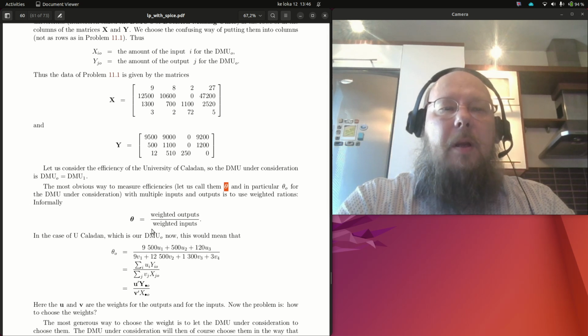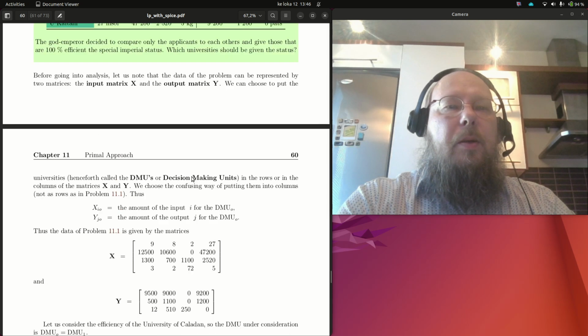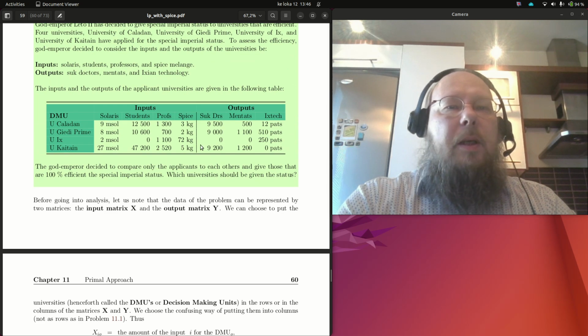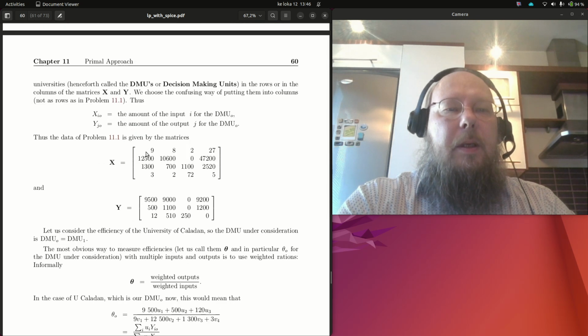Okay, so let us look at this, for example, Caledon. So University of Caledon has the weights U1, U2, and U3 for the outputs, and the outputs are 9,500, 500, and 120. These are the outputs, Caledon here. So it's this row or this column. So we're looking at outputs Y.